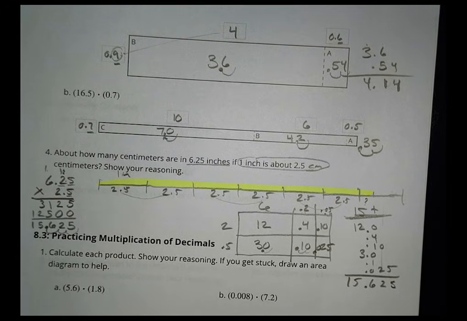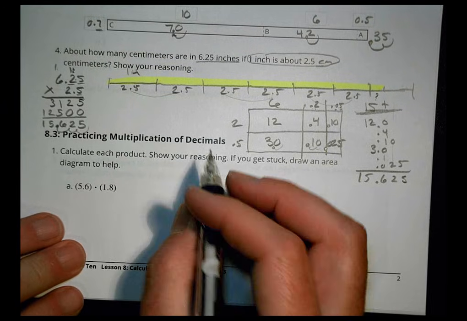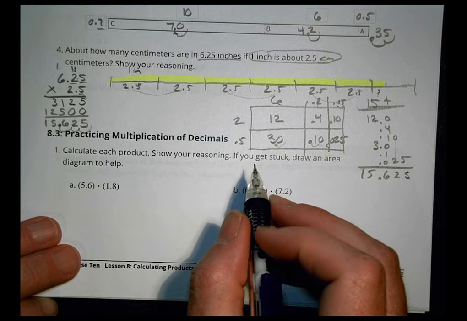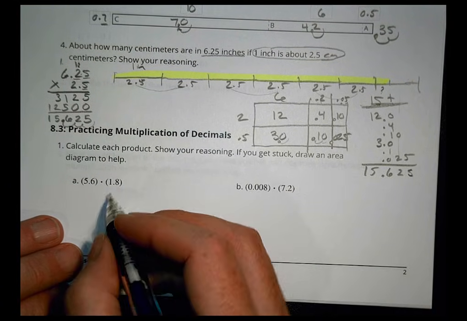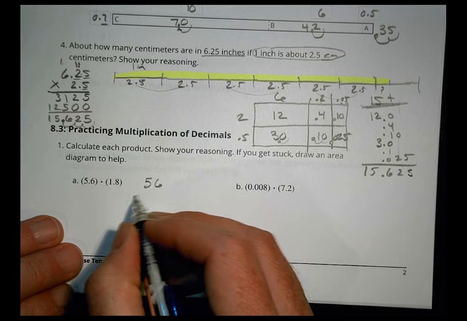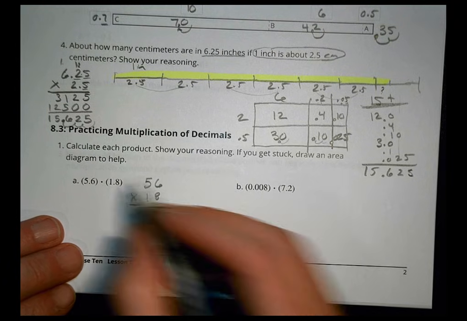Alright, let's look at activity number 3, which is an optional one for today. It says calculate each product and show your reasoning. If you get stuck, draw an area diagram to help you out there. Alright, so if you get stuck, draw an area one. We're going to go ahead and just do it like we've been practicing here. This becomes a 56 times 18, right? We're taking out the decimals like we did at our first one.